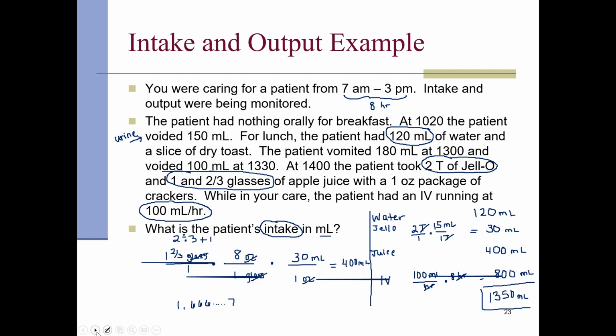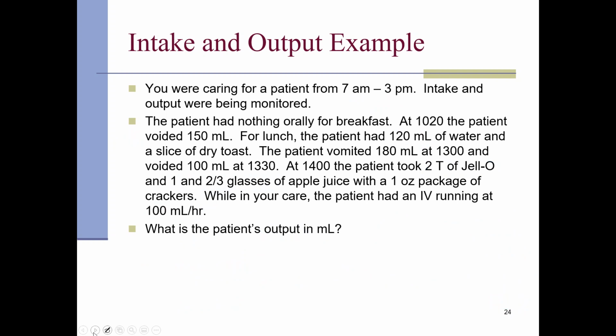So let's take a look at the next problem. This is the exact same scenario, but this time we're asked for output. So because we read the problem before, I'm just going to scan through the problem and circle those things that are output. We talked about voided, that nice word for urinated. So we have them voiding, we have them vomiting, voiding again, and that is all the output we have for the entire shift.